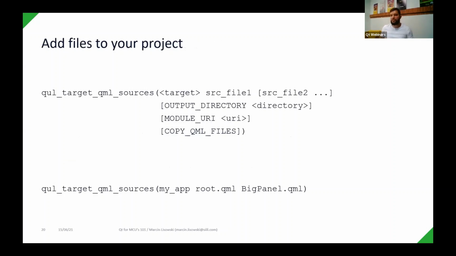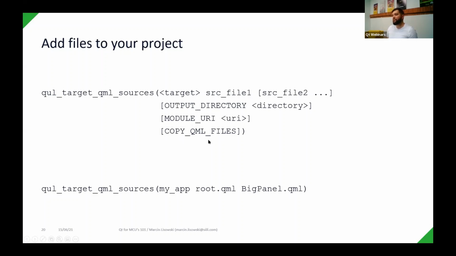To add the QML files, we are using Qt target QML sources. We also used that one in the first live coding session. So it takes the target, of course, for which we are adding the files. Then there is a list of the QML files. And of course, we can pass some optional arguments like output directory to tell where the intermediate artifacts should be located. We can use the module URI, but this is the deprecated API that was an old way of creating QML modules. So you can still use it, but you shouldn't really.